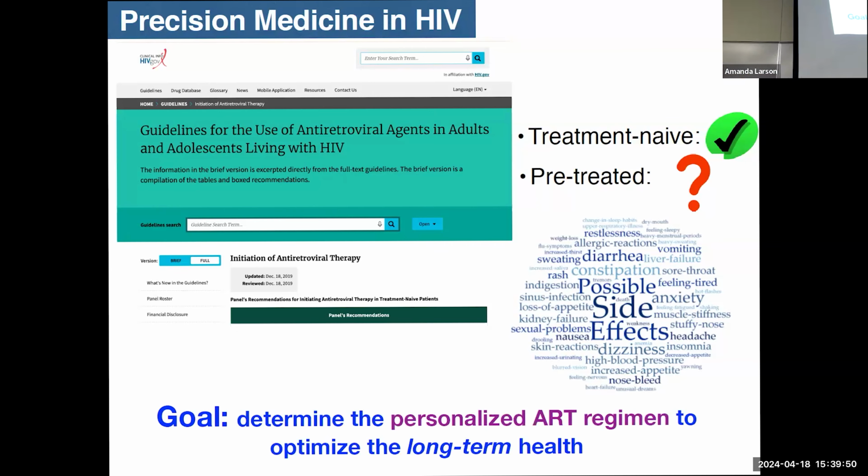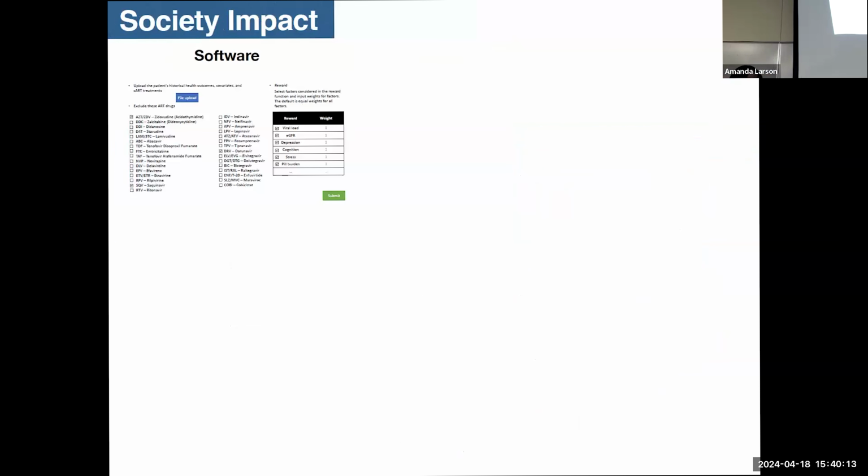So our goal is to determine the personalized ART regimen to optimize people's long-term health. This long-term health is probably over the next 10 years, 20 years, if we consider your overall health, your BMI, your kidney function, everything, and what would be the optimal personalized medicine. And not only do we want to develop this algorithm, we also want to build a software. Once the clinician inputs the patient information and submits, we can recommend some regimens. For example, here are the top 5 regimens we recommend to prescribe to this particular patient.